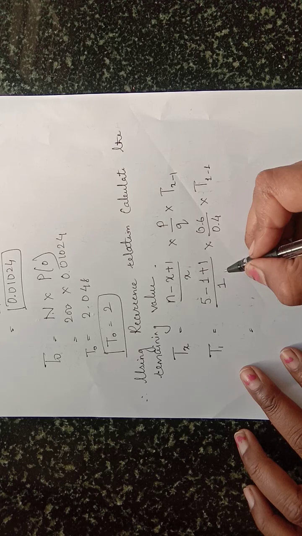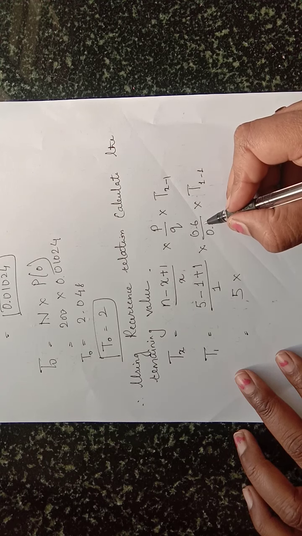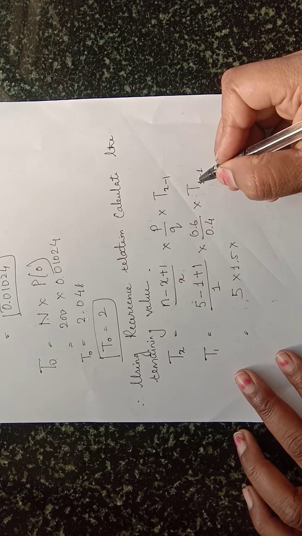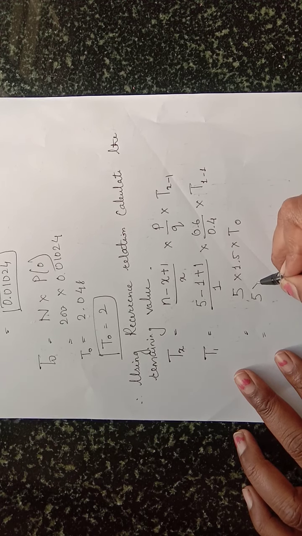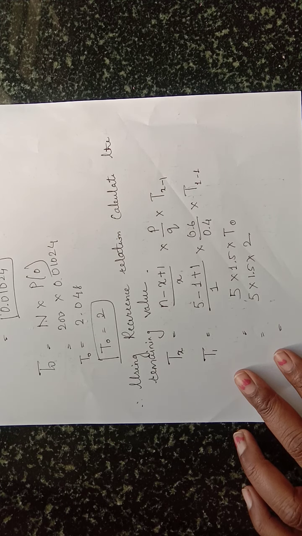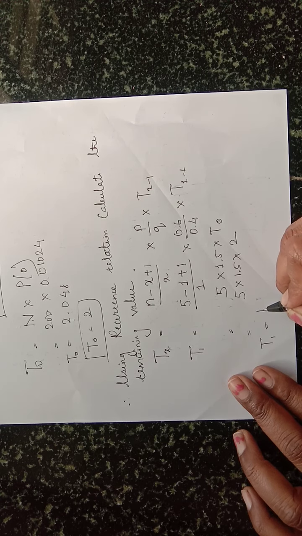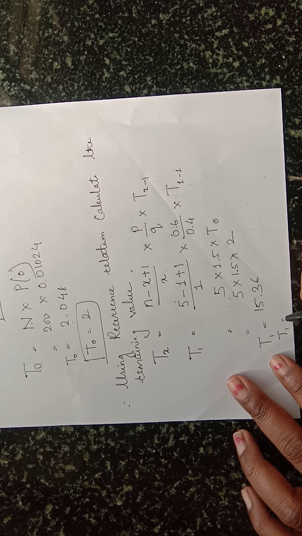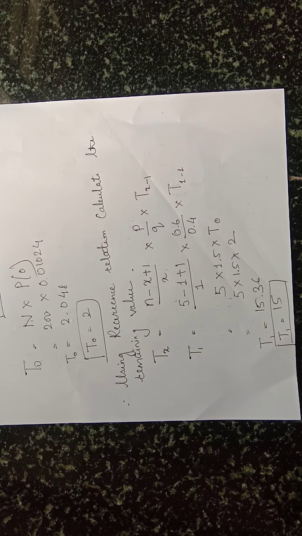How much will it come? Minus 1 plus 1 cancel, 5. 5 divided by 1 is 5 only, into 0.6 divided by 0.4 is 1.5, into T1 minus 1, which is T0. T0 value is 2, right? So finally multiply, T1 answer is 15.36. It means T1 rounded is 15. T1 is 15.